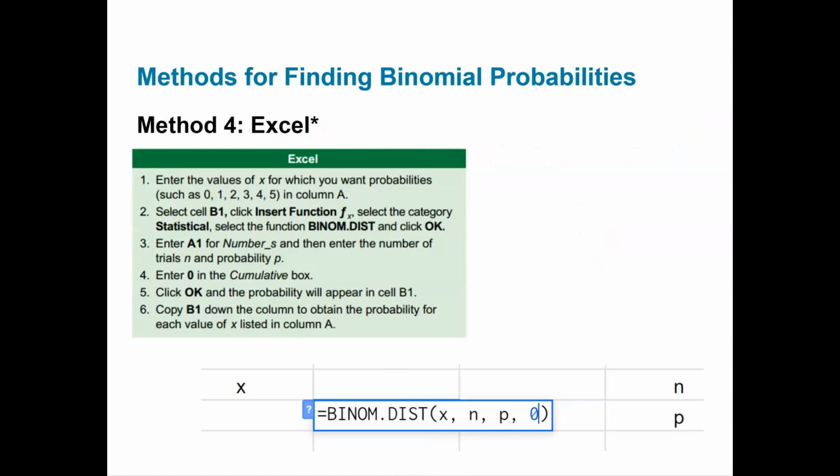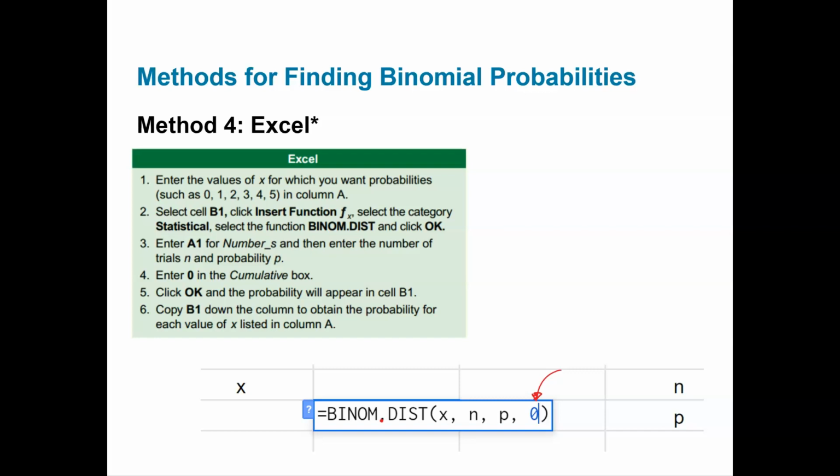So the final way is with Excel. All right, so you can follow these directions exactly or take a peek here. What we need to do is type in equals binom.dist, that's important, and then you'll type in your x, or you can type in your values over here, the n and the p, and then this is always going to be a 0 at the end, so just don't forget that.